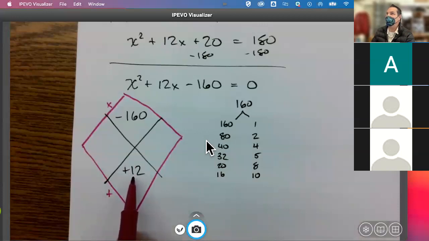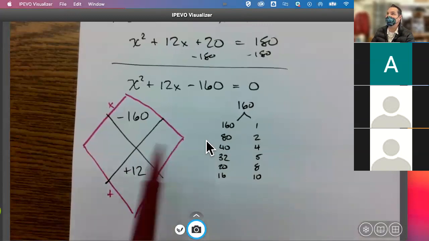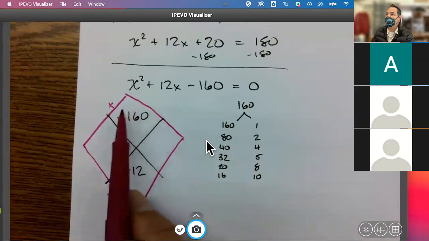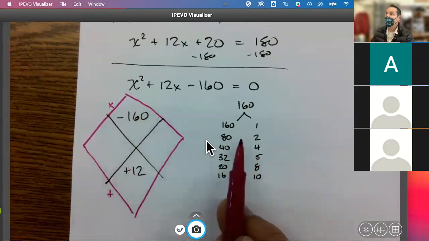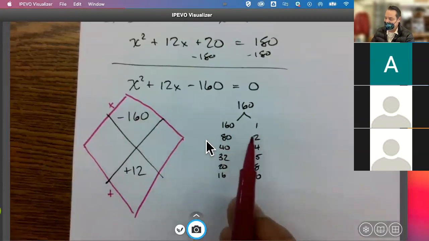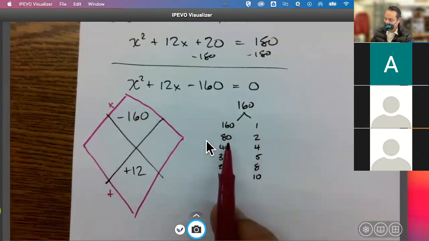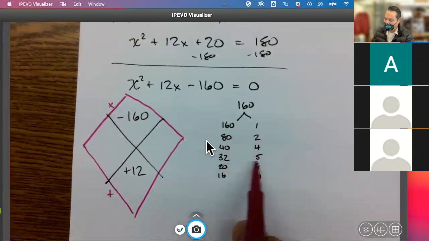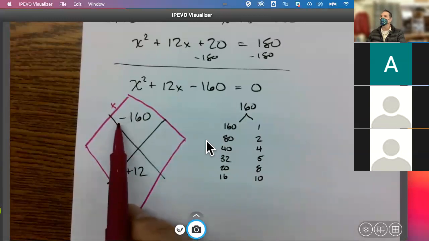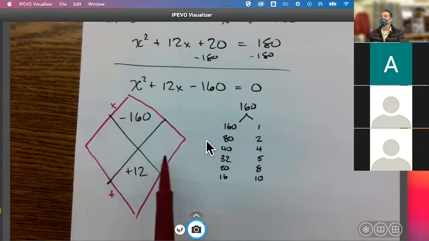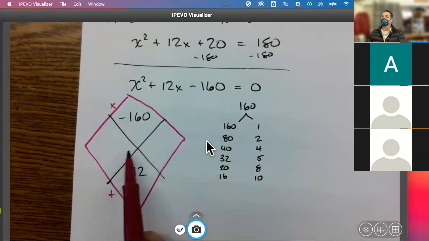Now, there's an infinite number of choices, numbers that can add together to make +12, right? It could be +10 and +2, or +8 and +4, or -2 and +14. There's just too many choices. But the number of integers that multiply together to make 160 is limited. So that's where we start. We factor 160 into 160 and 1, 80 and 2, 40 and 4, 32 and 5, 20 and 8, 16 and 10. And then we say, since this product is negative, what do we know about the signs of these two numbers?